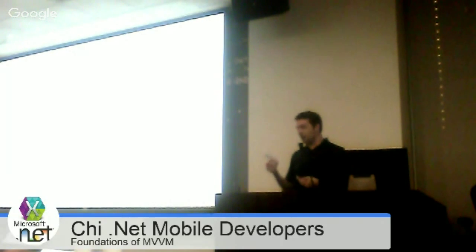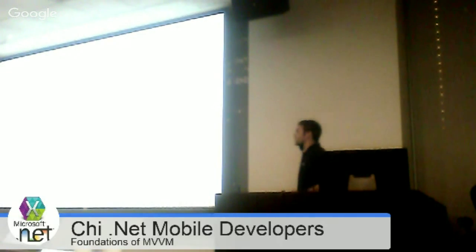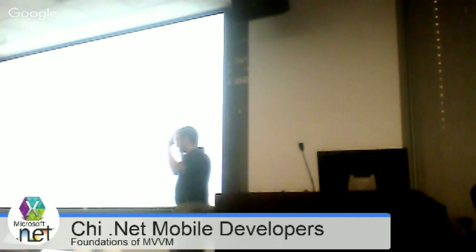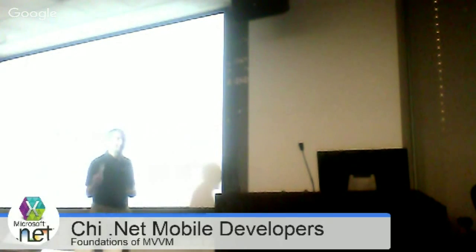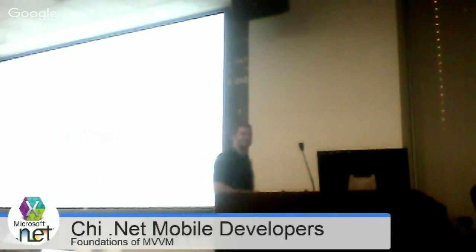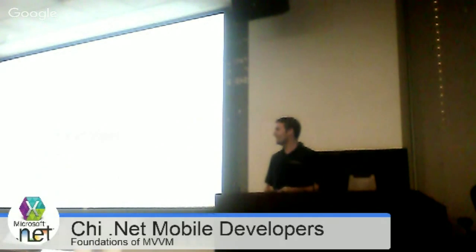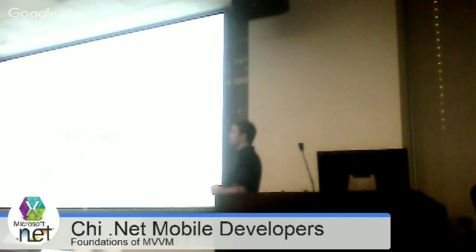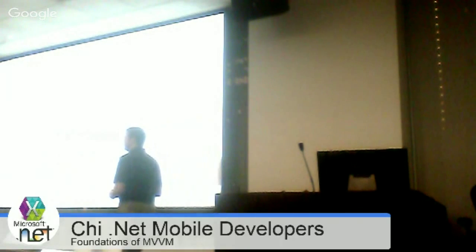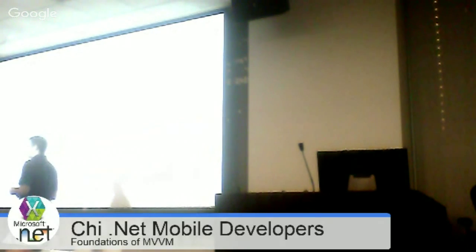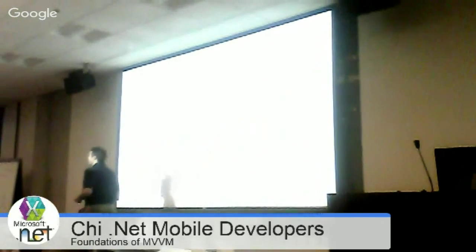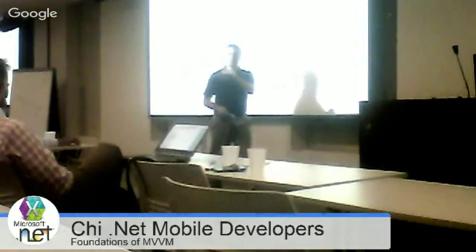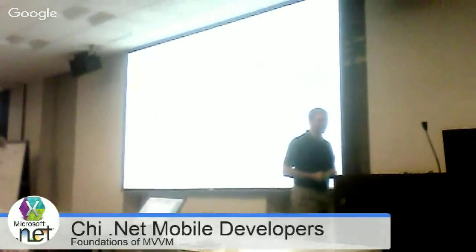Okay, here's the test. What are the 3 foundations of MVVM? Anybody? What are the 3 foundations of MVVM? I know property change. Nope. Data binding. Data binding is 1. Who said that?